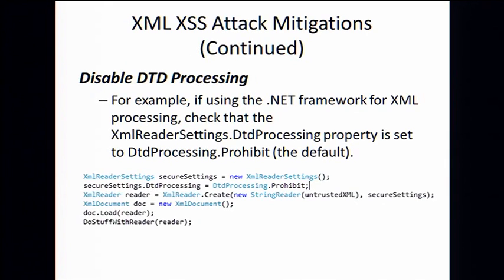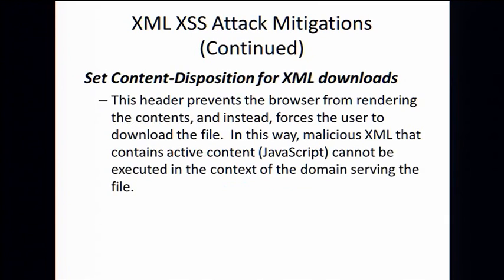Disable DTD processing for a lot of reasons. You probably shouldn't use DTD processing if you can avoid it, especially if the XML is untrusted. And one of those reasons is that cross-site scripting can happen. Set the content type. We would have had cross-site scripting a lot earlier if we didn't, if the content type was not set on the JPEG files, for example.